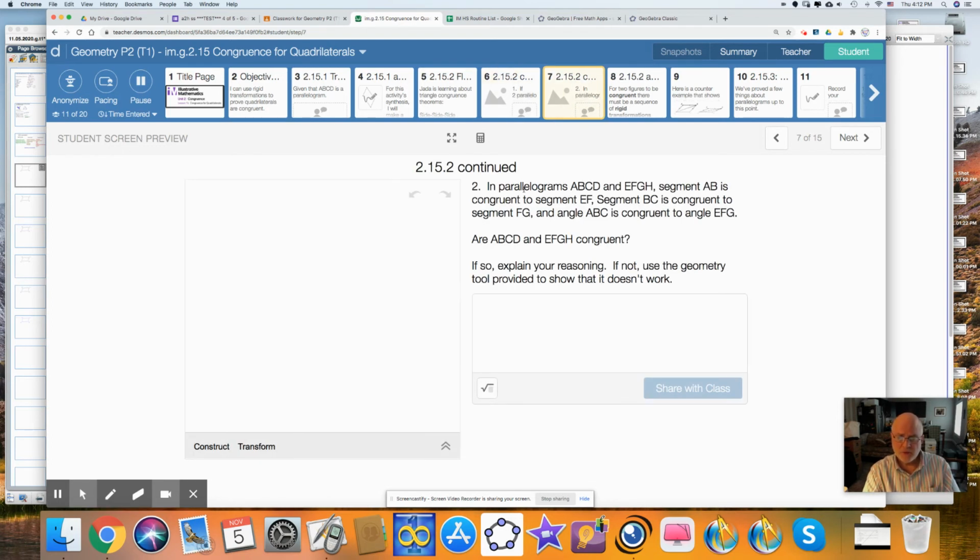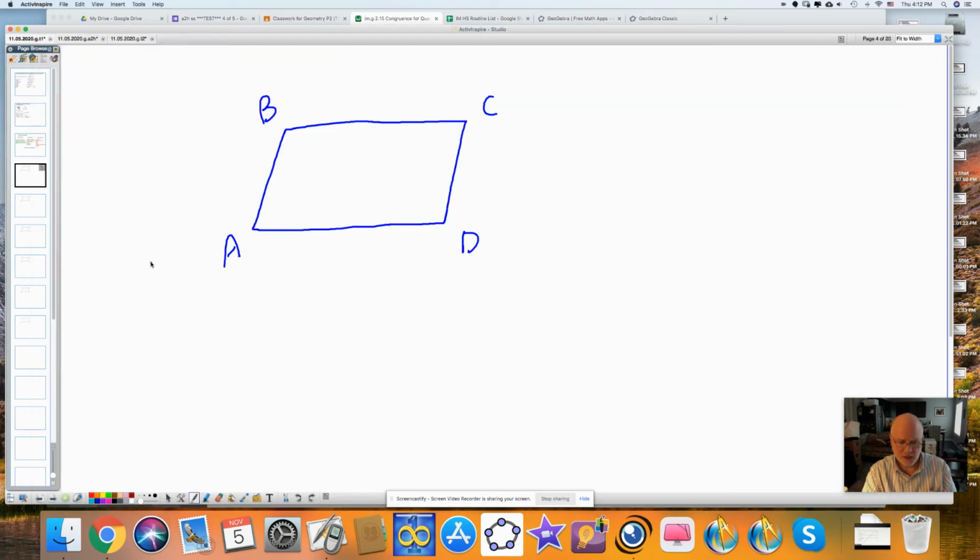Yet here we have, in parallelograms ABCD and EFGH, AB is congruent to EF, BC is congruent to FG, and angle ABC is congruent to angle EFG. Are they congruent? And now there's like 20 minutes to explain this and to look at it. I'd like to look at it here.